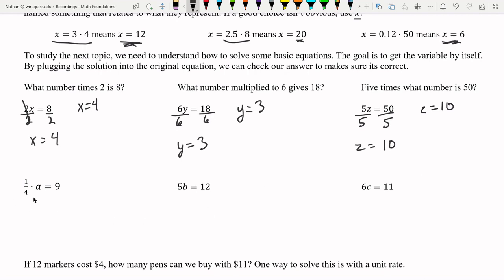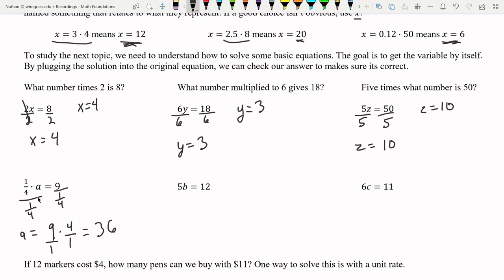Here we're going to solve for a. I'm going to divide by 1/4. I'm dividing by a fraction. That's the same thing as multiplying by the reciprocal. I'm going to multiply by the reciprocal of 1/4, which is going to be 4/1. So 9/1 times 4/1, it's going to be 36/1, which is just 36.